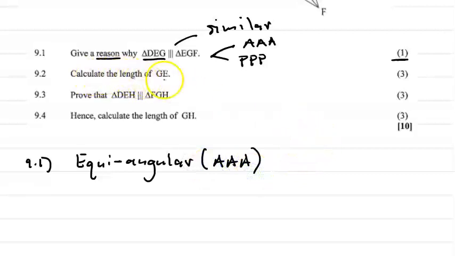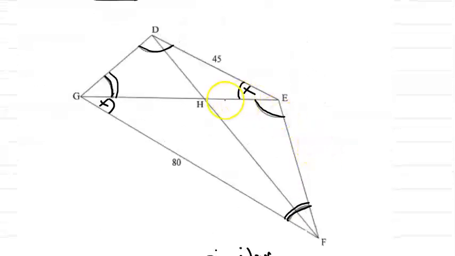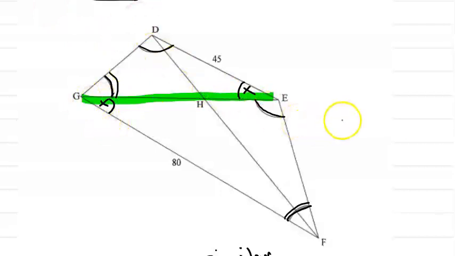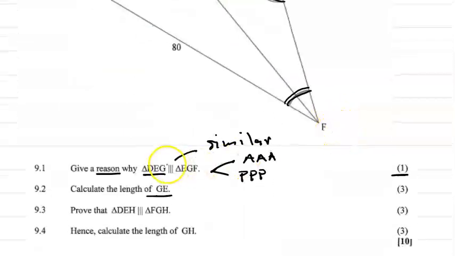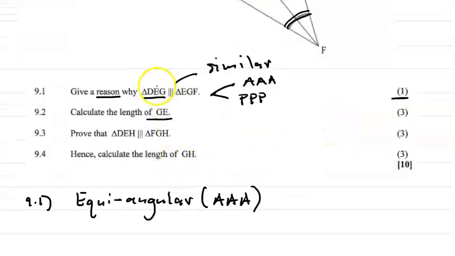Let's look at the next question. Calculate the length of GE. So they want us to find this particular length of the side here, which is GE. Now remember that if two triangles are similar, their sides are in proportion. You just need to write that down very quickly. So we've got triangle DEG is similar to triangle EGF.